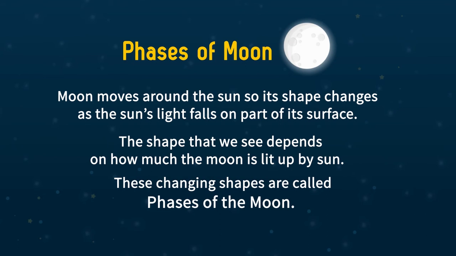The moon moves around the sun, so its shape changes as the sun's light falls on part of its surface. The shape that we see depends on how much the moon is lit up by the sun. These changing shapes are called the phases of the moon.